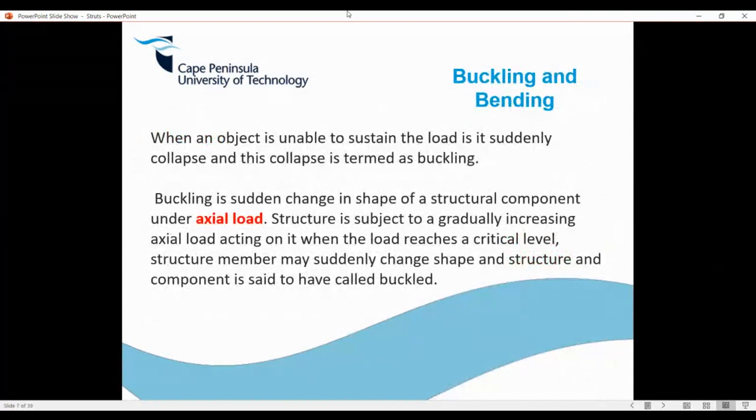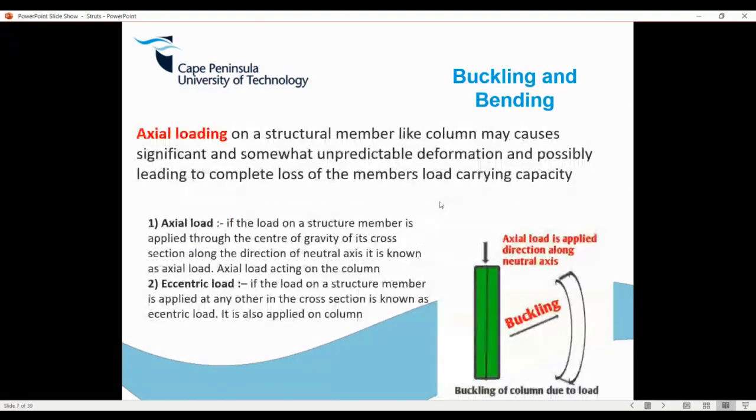When an object is unable to sustain the load, it suddenly collapses, and this collapse is called buckling. We talked about this. Buckling is a sudden change in the shape of a structural component under an axial load. If the structure is subjected to a gradual increase in axial load, when it reaches the critical level, which we work out, the structure will suddenly change shape and buckle. It depends on the material. For steel in particular, it will happen before the yield. So if the yield stress with respect to area gives you a stress of, let's say, 355, it can happen at less than the allowable stress of 355. So I want you to be aware.